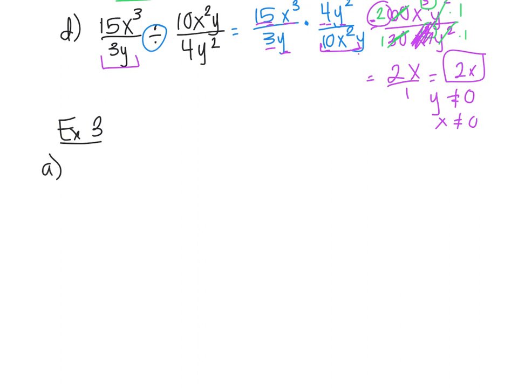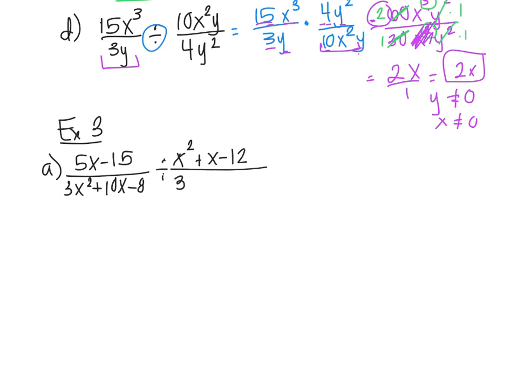So let's start with this example, 5x minus 15 divided by 3x squared plus 10x minus 8. So that whole fraction divided by x squared plus x minus 12 over 3x squared minus 8x plus 4. Okay, there's a lot going on here.